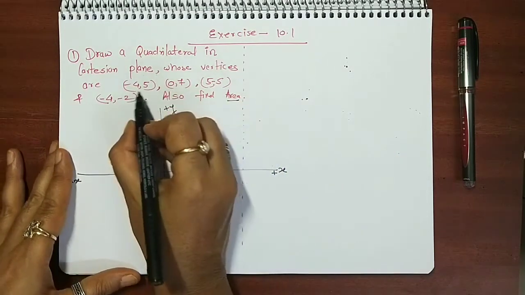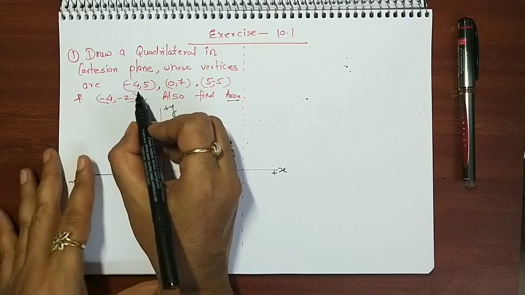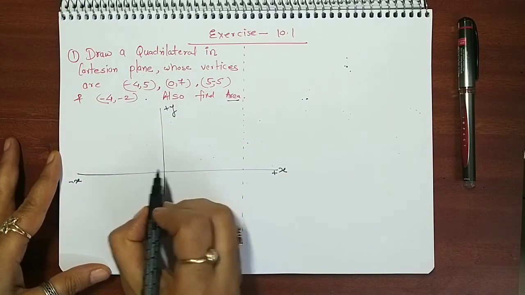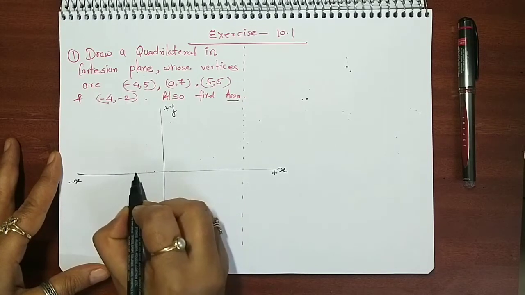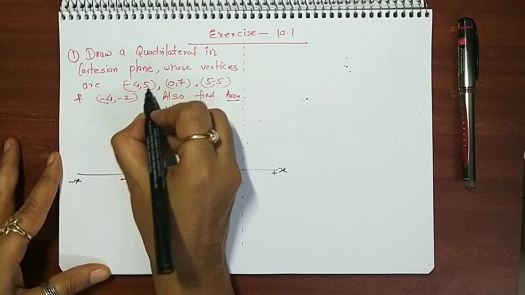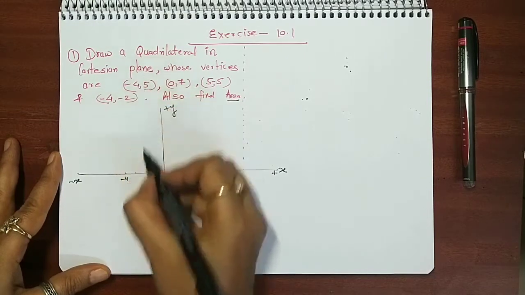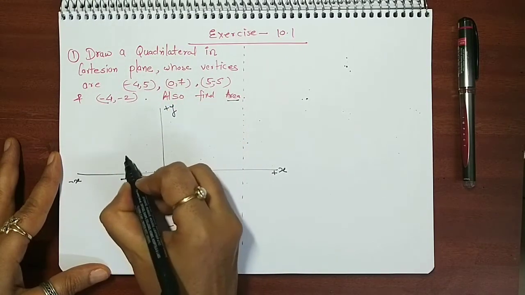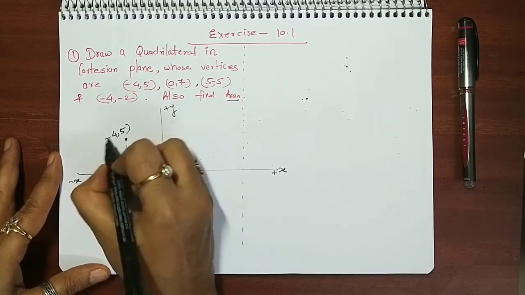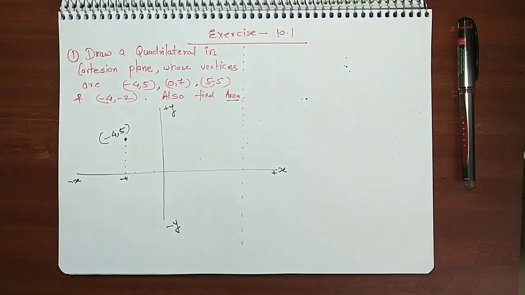The first point given is minus 4, 5. So let me see, minus 4 and 5. Minus will be 1, 2, 3, 4. Suppose this side is minus 4. And plus 5 means I am moving on the y-axis, 1, 2, 3, 4, 5. So my first point minus 4, 5 is somewhere here. I hope you understood.